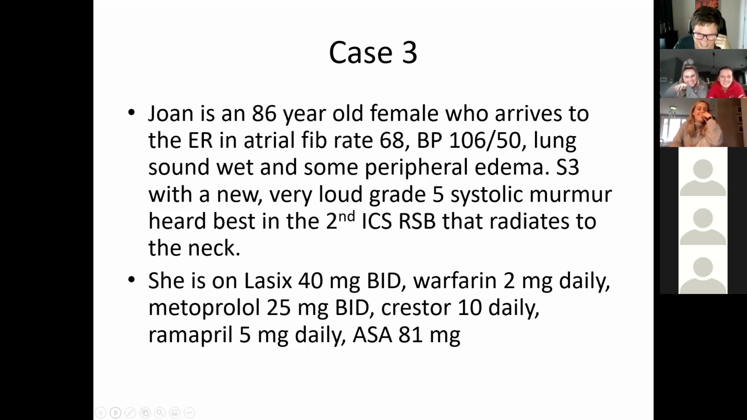She is on Lasix 40 milligrams twice a day, warfarin 2 milligrams daily, metoprolol 25 milligrams BID, Crestor 10 milligrams daily, Ramipril 5 milligrams daily, and daily aspirin 81 milligrams.